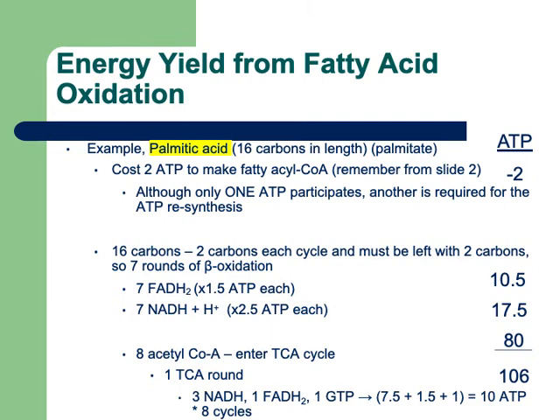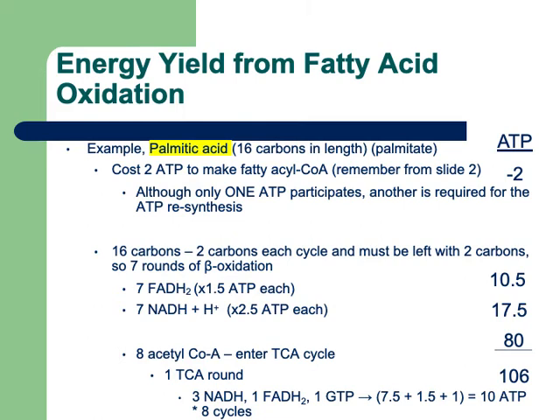of beta oxidation. Remember, for each round of beta oxidation, we produce 1 FADH2. So if we have 7 rounds of beta oxidation, we have 7 FADH2, and they're worth 1.5 ATP produced in the electron transport chain. So the total would be 7 FADH2 times 1.5 ATP produced in the electron transport chain equals 10.5 ATP from FADH2.